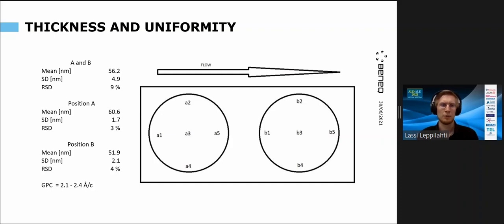And then the growth per cycle was 2.1 to 2.4 angstroms per cycle, depending a little bit on where you're looking at it. And that's more than one monolayer at a time, for sure. However, it still is very controlled and layer by layer, despite being a bit fast. In fact, it can be a blessing in that sense. It makes the processing a little faster.